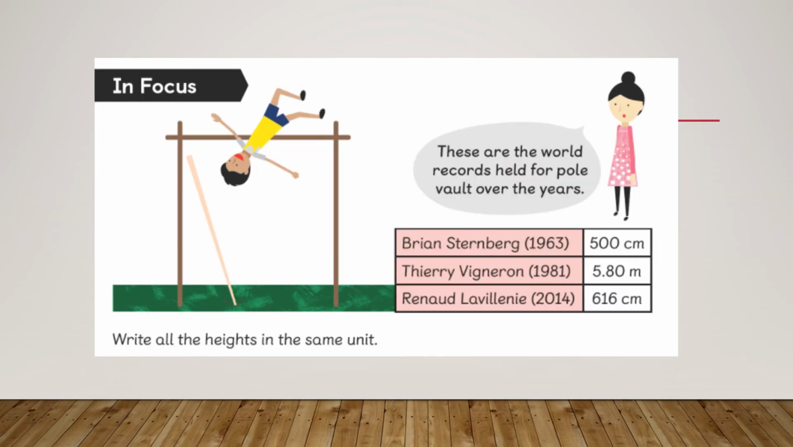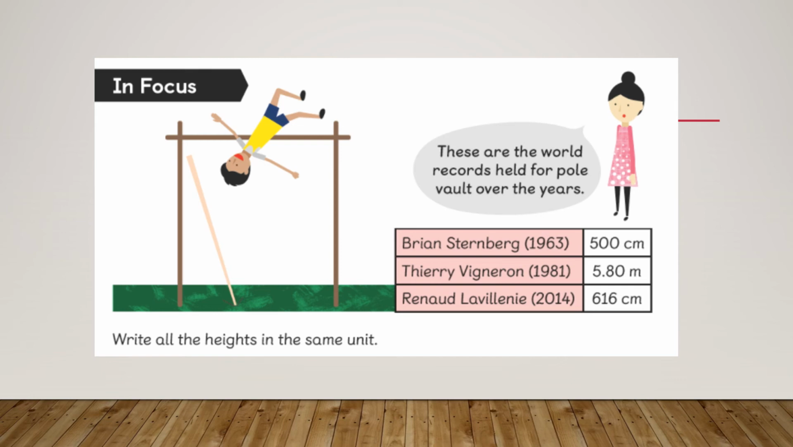So this is going to be our in focus task for today. These are the world records for the pole vault over the years. The pole vault is where you run with a large pole and try and vault yourself over a pole in the air. It's really good to watch if you want to have a look. So these are some different world records set in different years. So in 1963, Brian Sternberg, 500 centimeters. In 1981, Thierry Vigneron, 5.80 meters. Reynaud Lavillenie, 2014, I'm sure I've said that wrong, 616 centimeters.